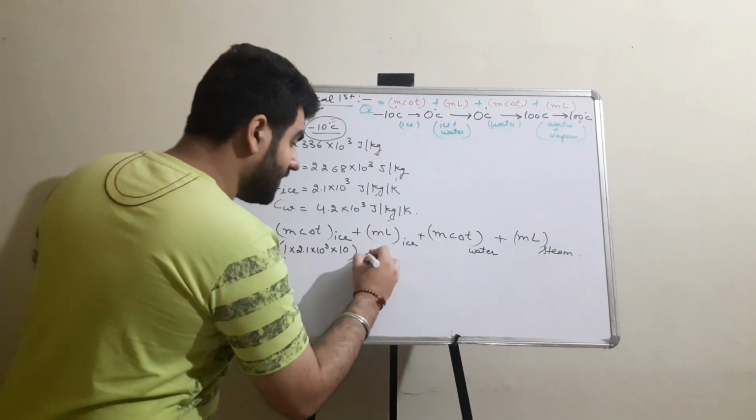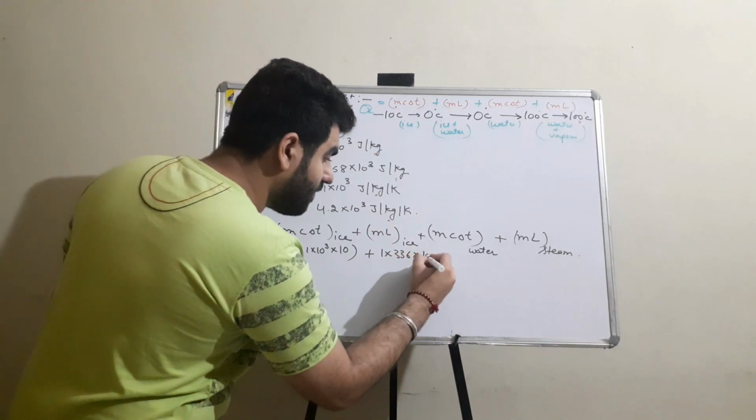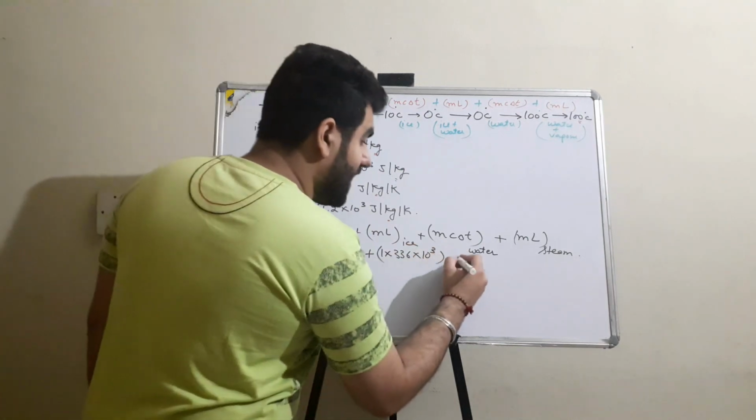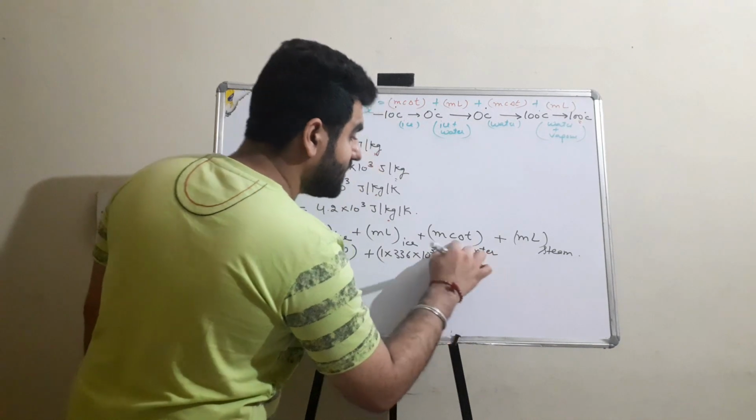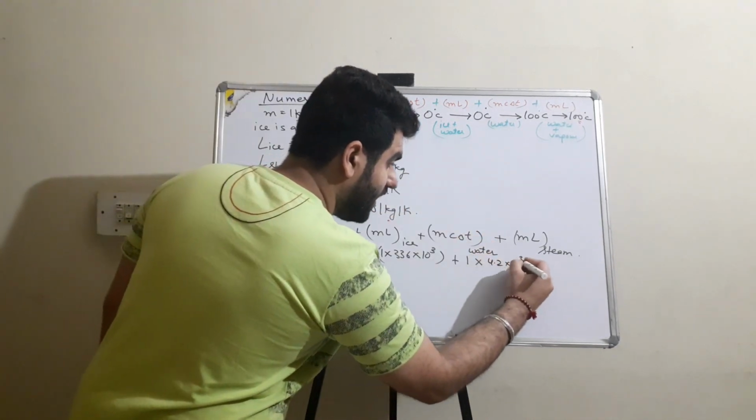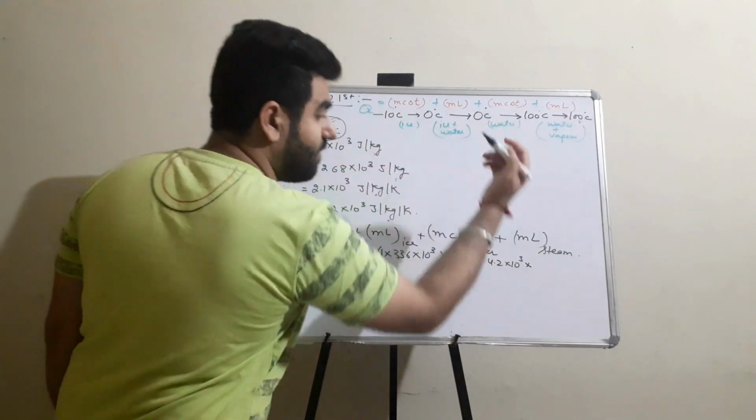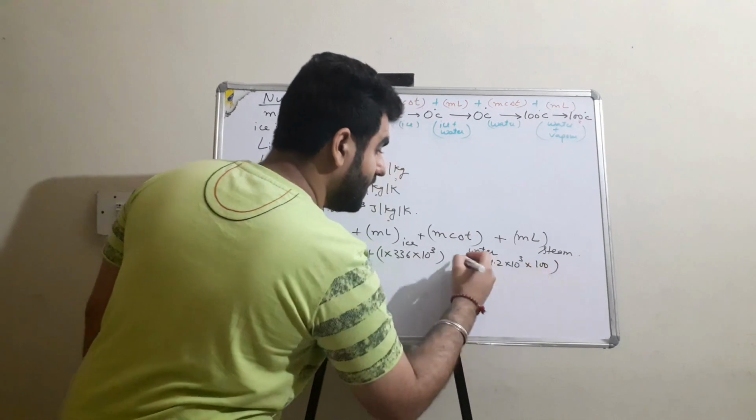First equation plus mass is 1, latent heat of ice is 336 into 10 power 3, plus mass of water is 1, C of water they have given 4.2 into 10 power 3. Change in temperature: now we have reached over this part. So 100 minus 0, that is 100.